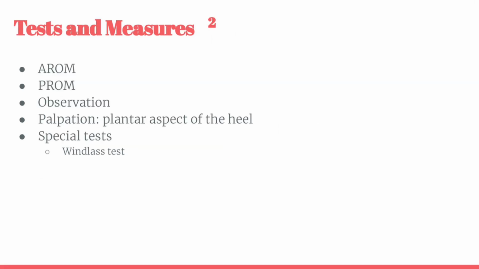For the tests and measures, you can do active range of motion, which is going to be full and pain-free. With passive range of motion, there is going to be pain with overpressure into great toe extension. Observation is going to be unremarkable, with flattened arches and a pronated foot. Then you can do the windlass test, which is a plantar fascia test. It's performed by forcibly dorsiflexing the first metatarsal joint to elicit traction-induced plantar heel pain.